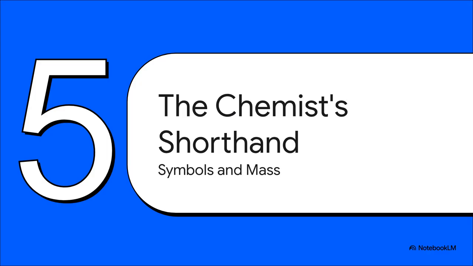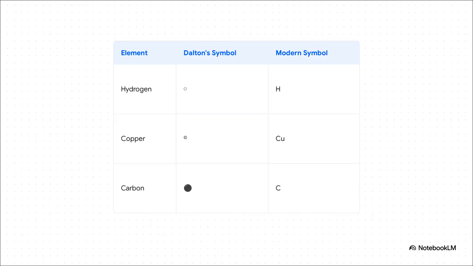All right, we have covered a ton of ground. We've gone from ancient ideas to atoms, molecules, and the rules of chemistry. But how do scientists actually talk about all this stuff without writing a novel every time? Well, they developed a kind of chemical shorthand, a whole new language. Dalton himself actually invented his own set of symbols for the elements. You can see them here. They were these cool little pictures. But let's be honest, they were kind of a pain to draw all the time.